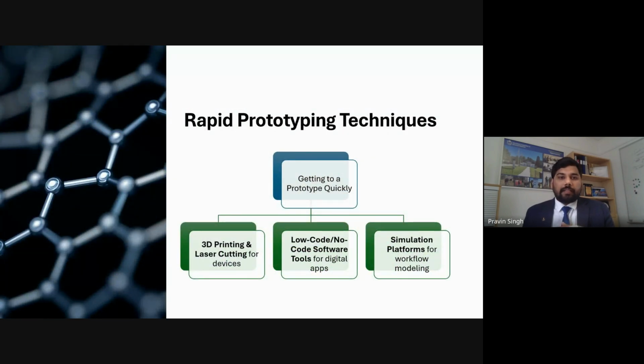Okay. So rapid prototyping techniques. Speed matters in healthcare innovation. Rapid prototyping techniques help bring ideas to life quickly, like 3D printing and laser cutting. They are used for medical devices like prosthetics and implants. Then low-code or no-code software tools are used for digital health apps and telemedicine platforms. And then simulation platforms are used to test new hospital workflows in a virtual environment. For example, a custom 3D printed prosthetic limb can be designed and printed within hours, allowing quick adjustment based on patient feedback. So this is rapid prototyping.